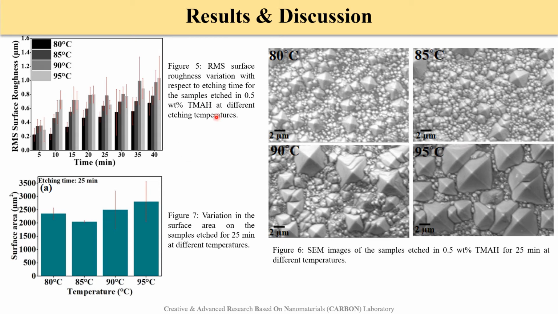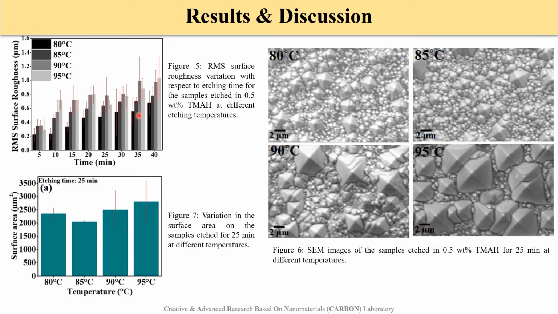An increase in surface roughness values was observed with an increase in etching temperature and time. The highest SQ value of around 1 micrometer was obtained for the sample etched for 40 minutes at 95 degrees C. Standard deviation in SQ values was also higher for 90 and 95 degrees C in comparison to that for 80 and 85 degrees C.